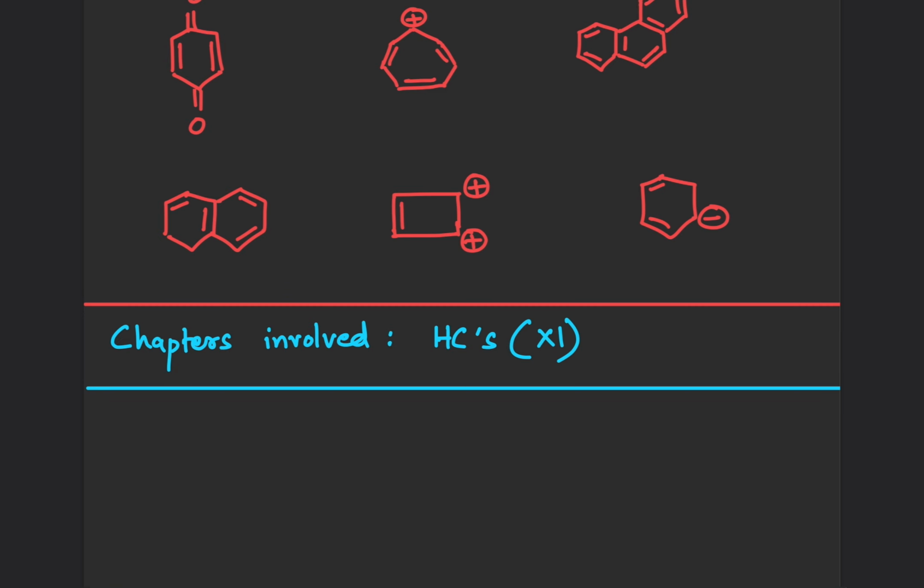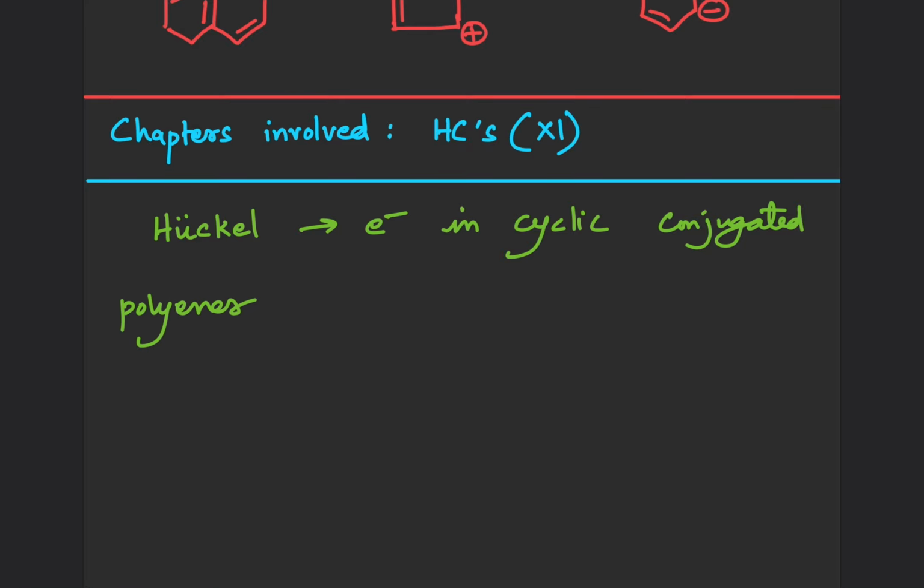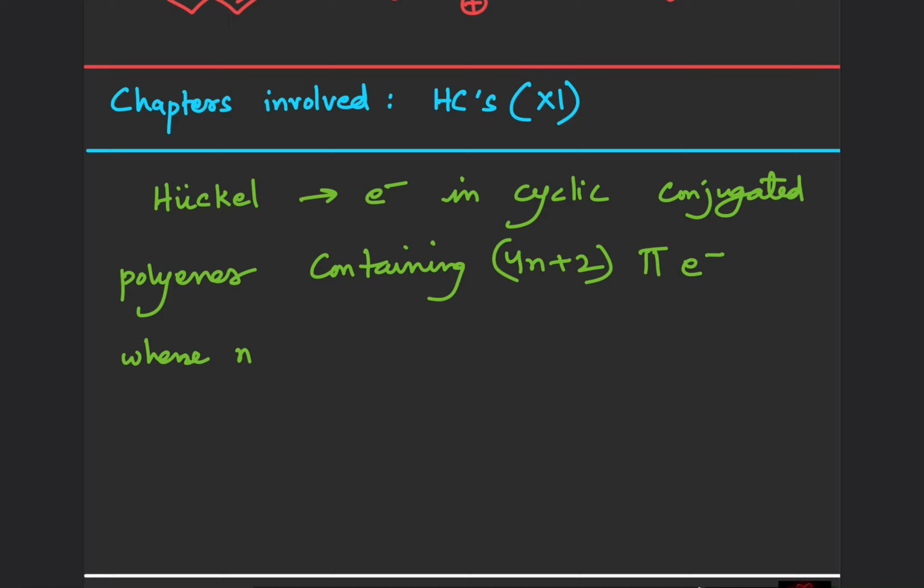Okay. So there was a guy called Huckel. So he predicted that electrons in cyclic conjugated polyenes, okay, according to Huckel, electrons in cyclic conjugated polyenes containing 4n plus 2 pi electrons, where the value of n can be 0, 1, 2, 3, etc., are completely delocalized.